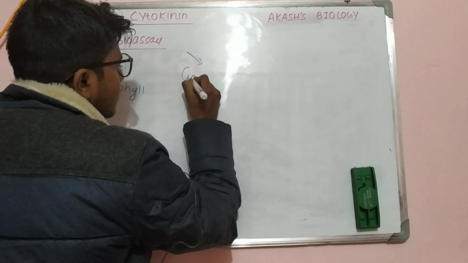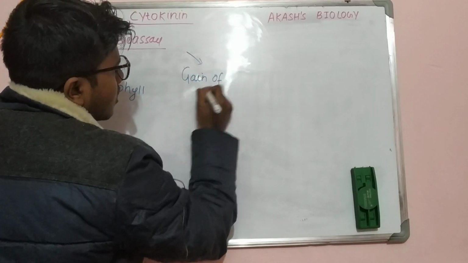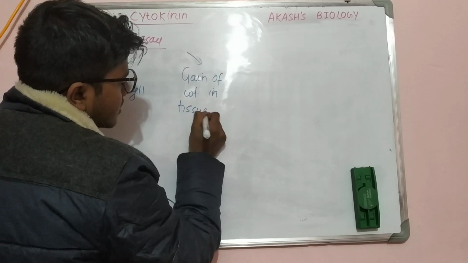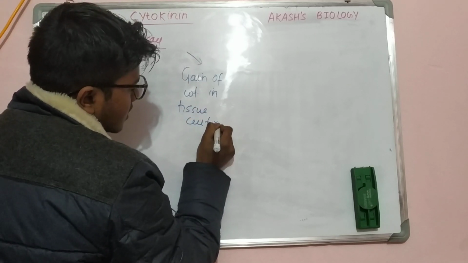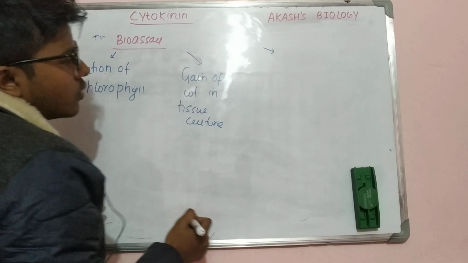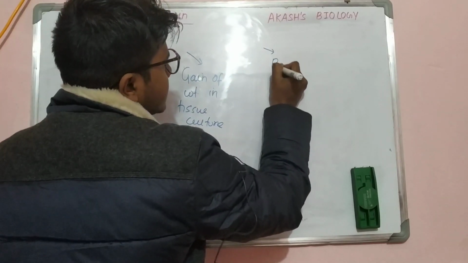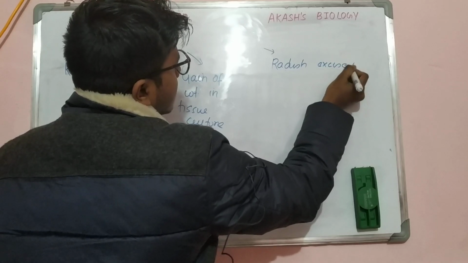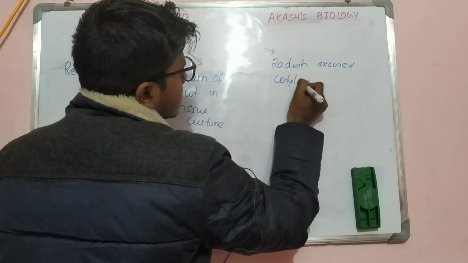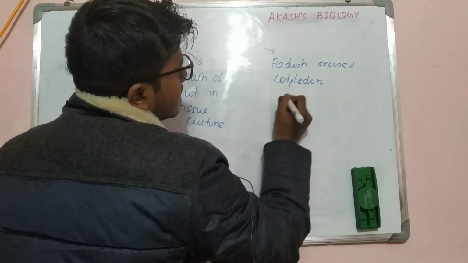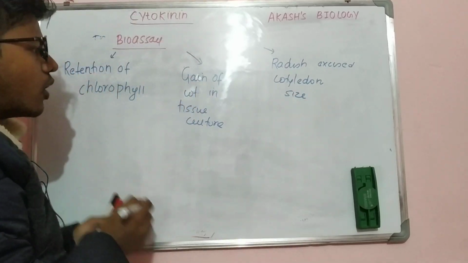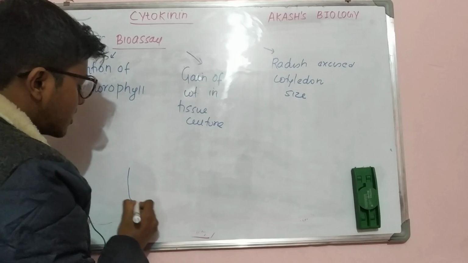Second is gain of weight in tissue culture. Third, as it is found in the endosperm, the radish cotyledon size assessment.